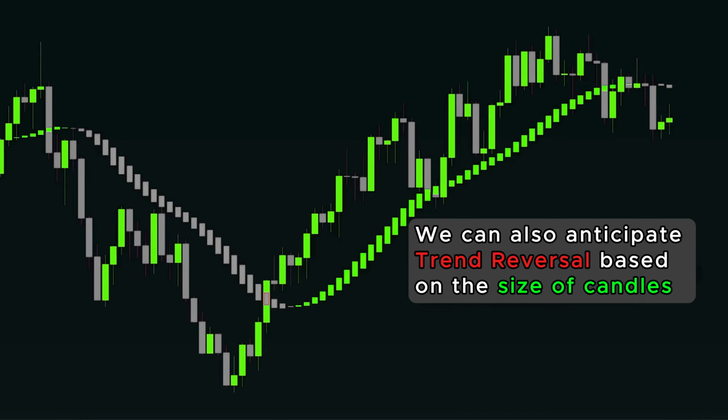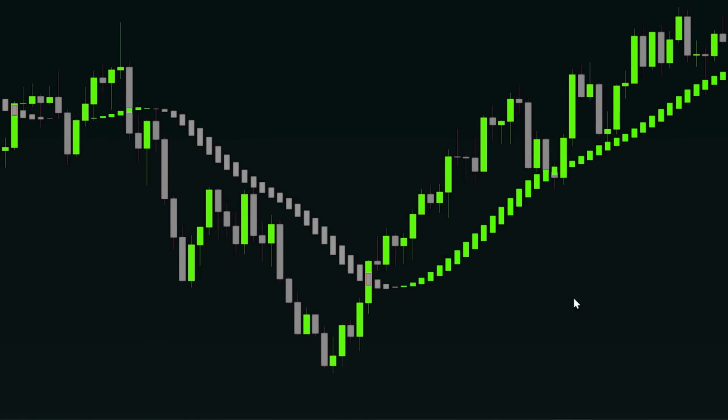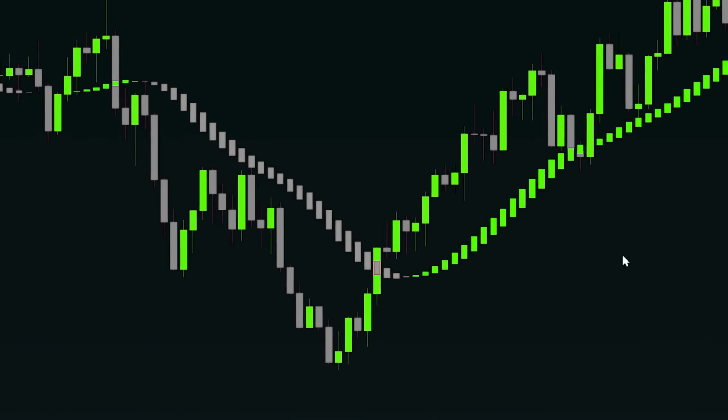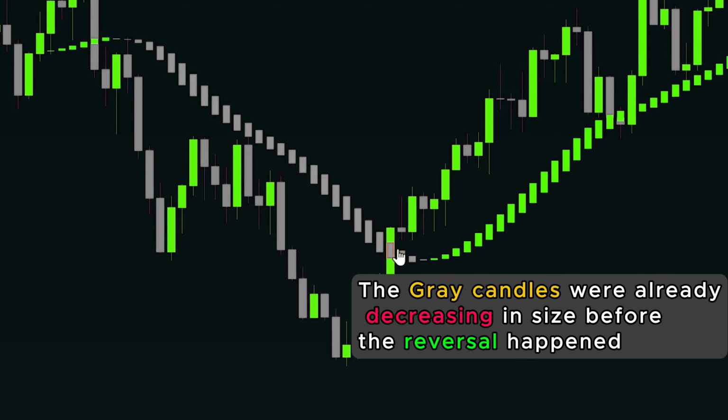For example, here, you spotted a trend reversal from a downtrend to an uptrend, which is also displayed by the Heiken Ashi switching from a red candle to a green candle. However, notice that before the indicator changed colors, the red candles were already decreasing in size before turning green, which shows us that the downtrend here was actually getting weaker before the reversal to the uptrend happened.